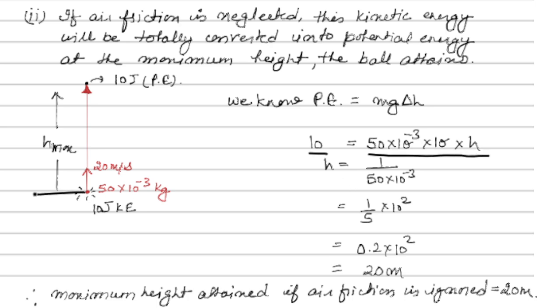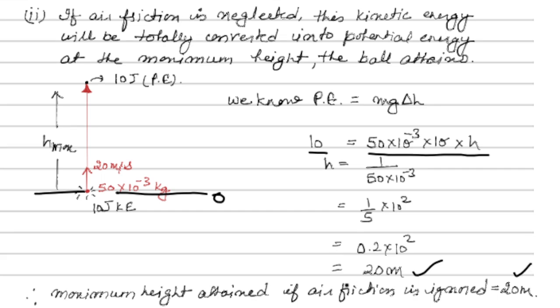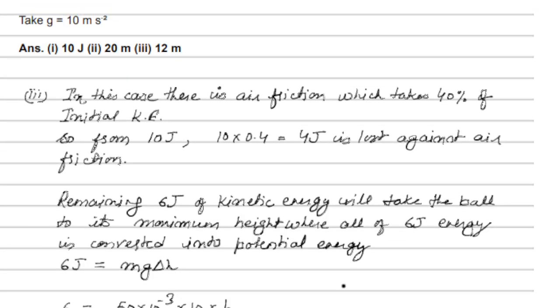So h we are taking as the change in height. If we are taking this as our releasing point, then we can assume that height is 0 here, so we just have to calculate the maximum height. So from mg delta h, you'll get the height h as 20 meter. So the maximum height attained if air friction is ignored is 20 meter. Let's do the last part now.